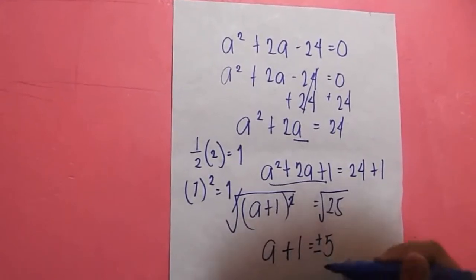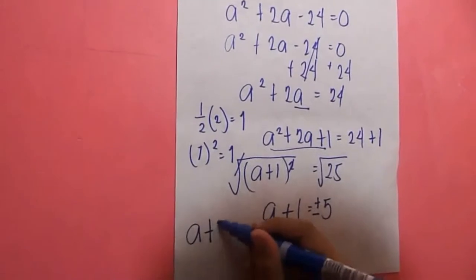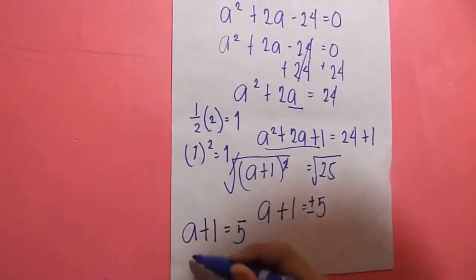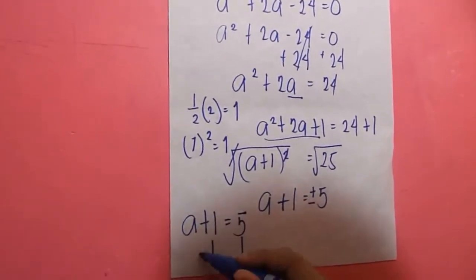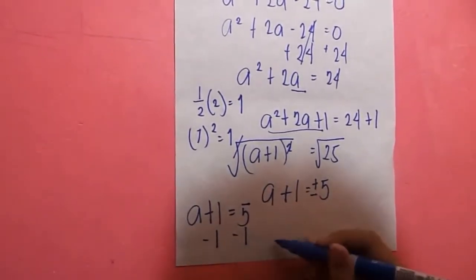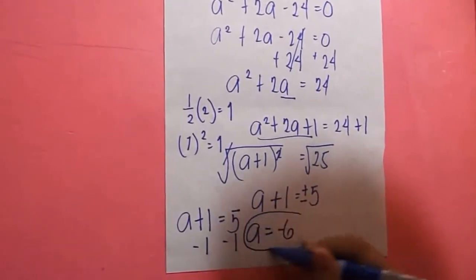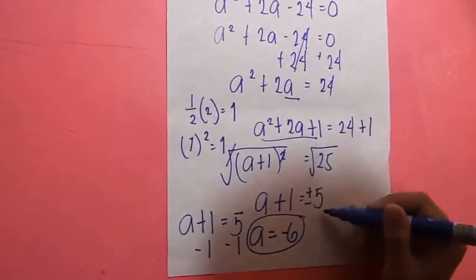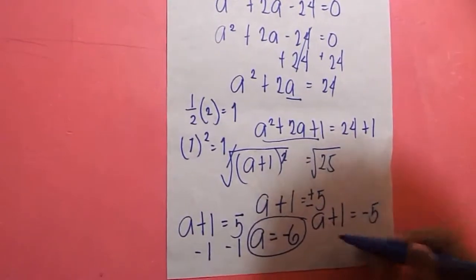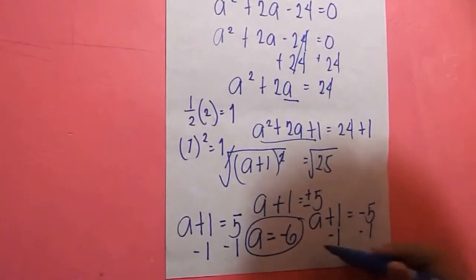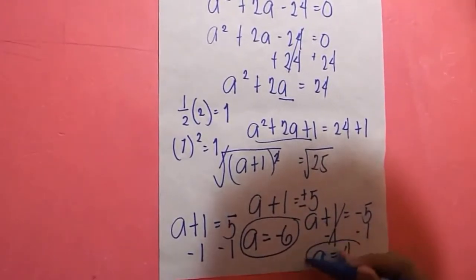a plus 1. And we're going to solve positive 5. a plus 1 equals 5. Subtract 1. The answer is a is equal to negative 6. And solve for negative 5. a plus 1 equals negative 5. Subtract 1. And the answer is a equals 4.